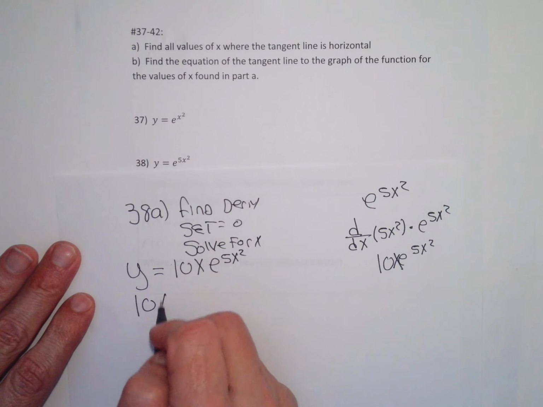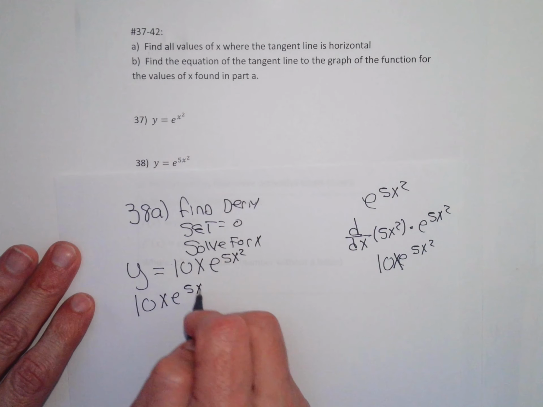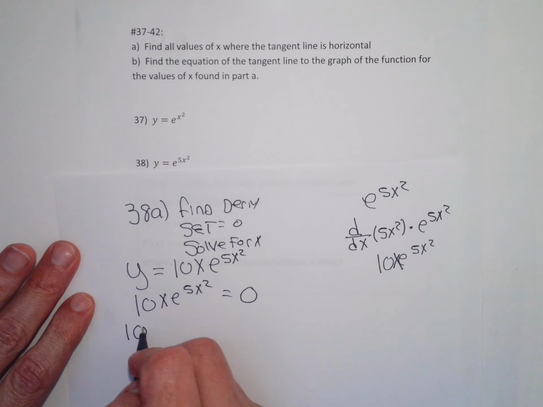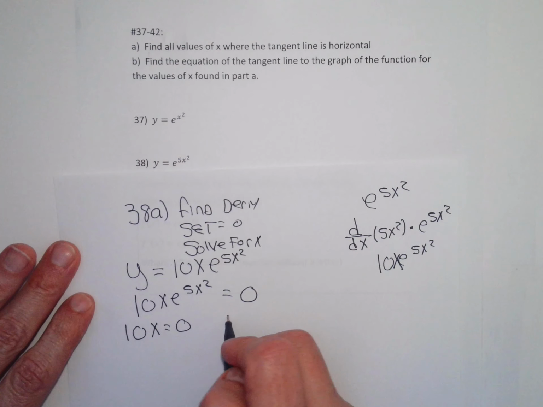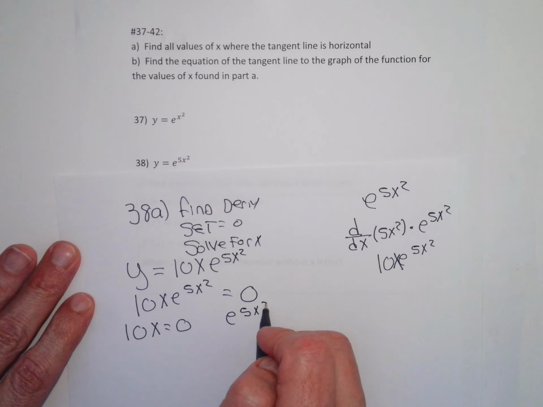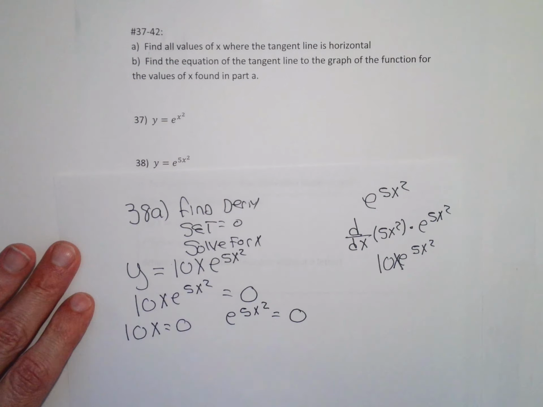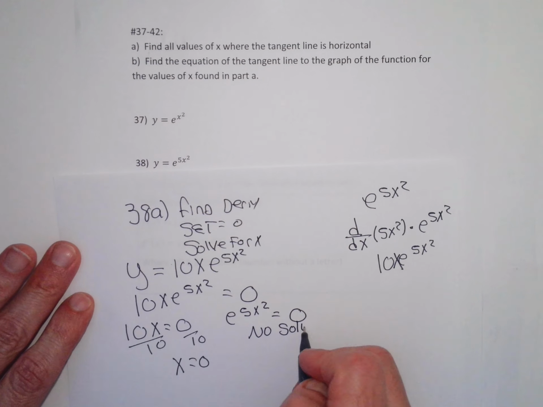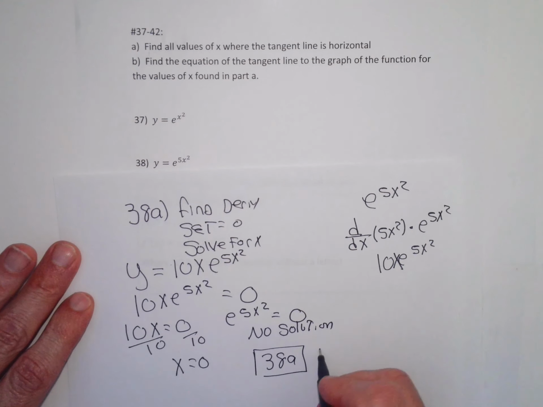Then I take the derivative, set it equal to 0. The derivative is factored, so I split the factors apart and set each factor separately equal to 0. For the 10x, I divide by 10 and divide by 10 and get x equal to 0. And an e function can never be 0. There's never going to be a solution there. So my answer to 38a, the value of x where the tangent line is horizontal, is x equal to 0.